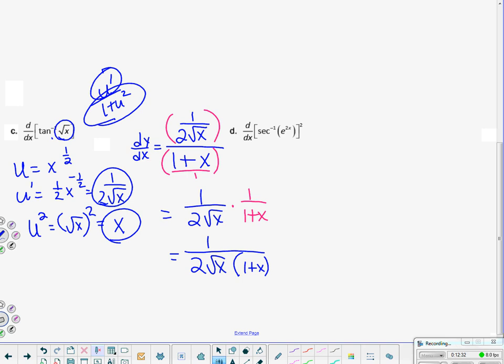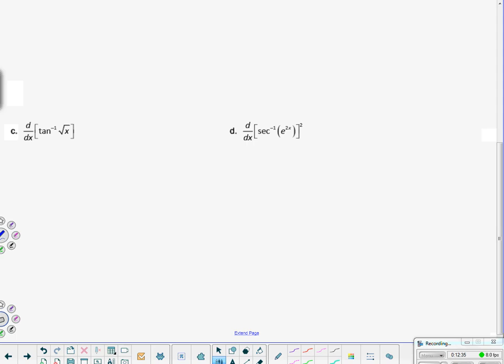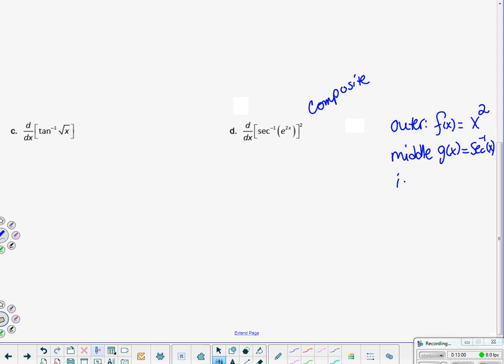For letter D, I see an outside squaring. This is a composite function, isn't it? I could think of my outer function, which we've often called f of x, just being something squared. I have a middle function on this one. I'll call that g of x. G of x would be the inverse secant function of x. And then my inner function, let's call it h of x, is e to the 2x. So we built up layers: outer, middle, inner. That means I had f of g of h of x.